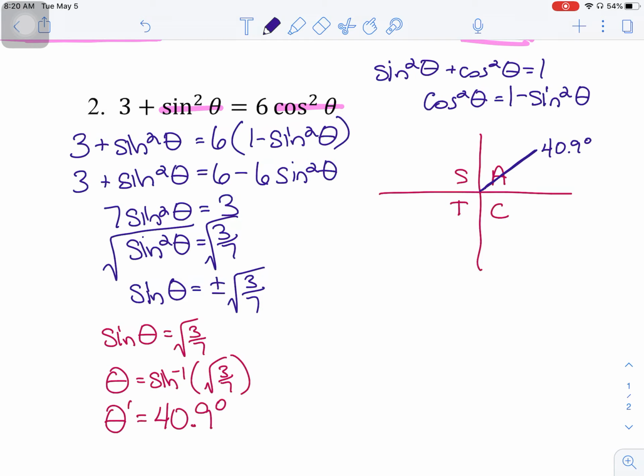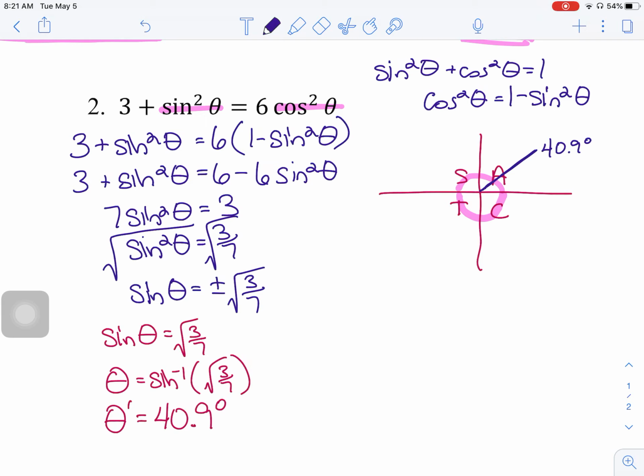And I want to figure out which of these quadrants are going to have angles that I need to find. So back here, sine of theta was equal to both positive and negative root 3 over 7. So where is sine positive? Sine is positive in quadrants 1 and 2. Where is sine negative? Well, sine is negative in quadrants 3 and quadrant 4. So as with problem number 1, I'm going to need 4 angles, 1 from each quadrant, to satisfy this equation.